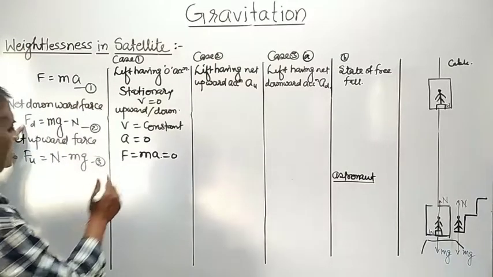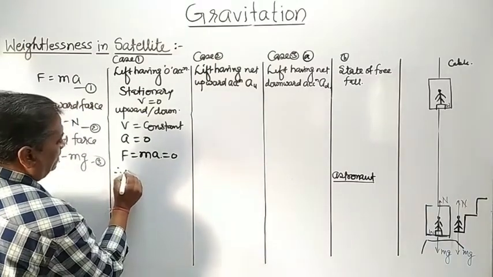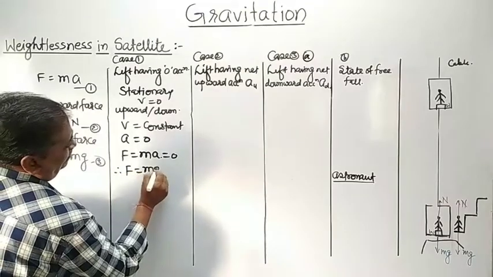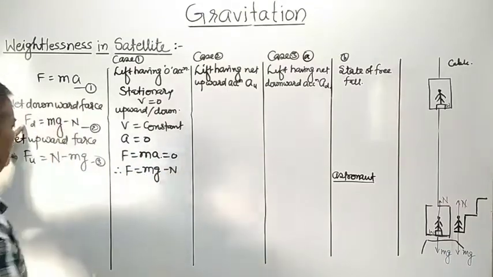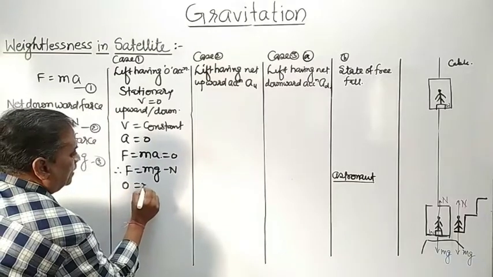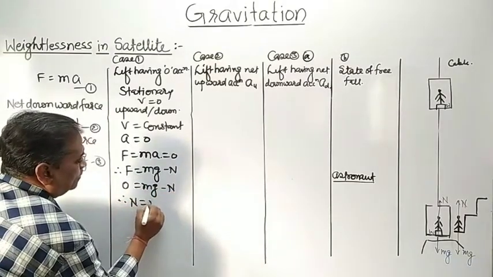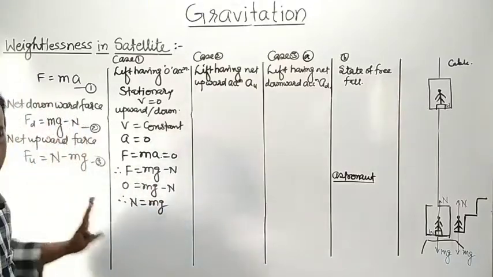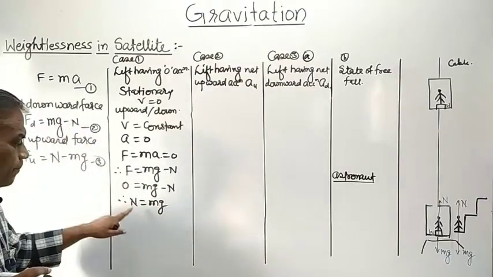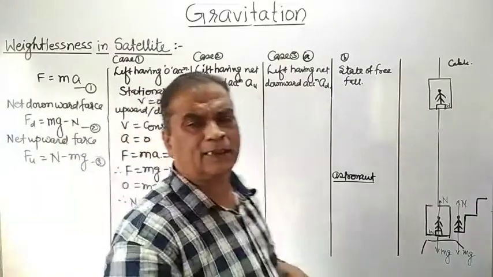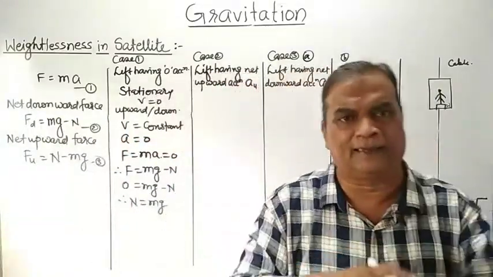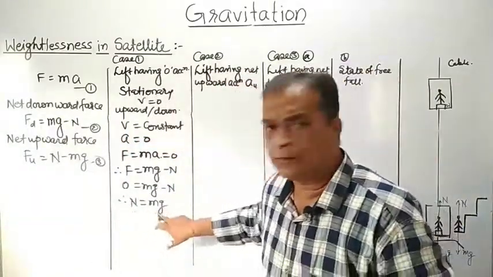As F is equal to 0, therefore, what can you say? But F is equal to mg minus N, so 0 is equal to mg minus N. Therefore, N is equal to what? N is equal to mg. It means the normal reaction acting on a passenger is equal to its weight.